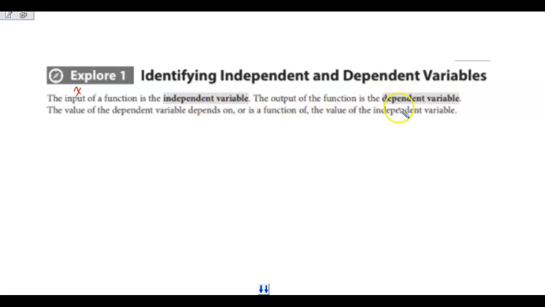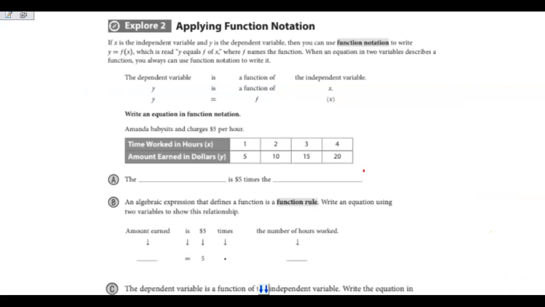The output of a function is the dependent variable, and up until this point we thought of the output as our y value. So this is what I get out of my function machine. And the value of the dependent variable depends on, that's why they call it dependent, or is a function of the value of the independent variable. When I apply the function notation, I'm talking about writing y equals the function of x, or f of x, where f names the function.